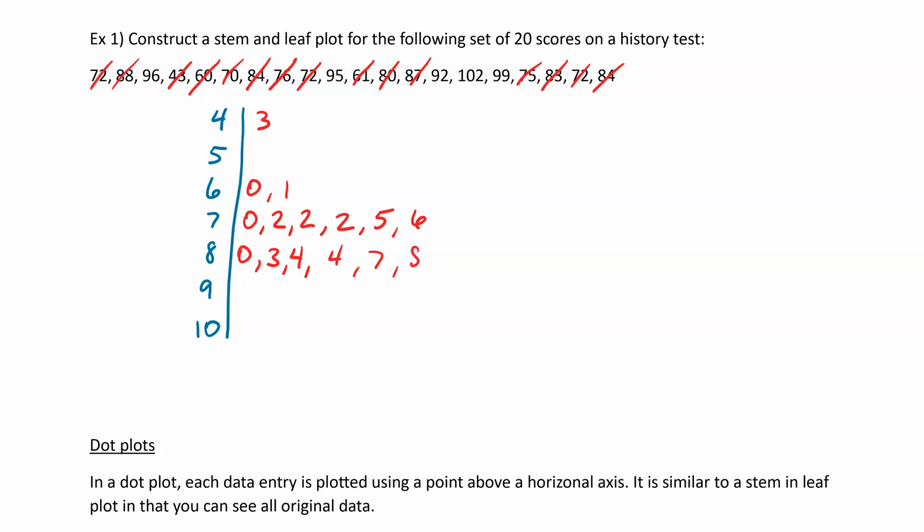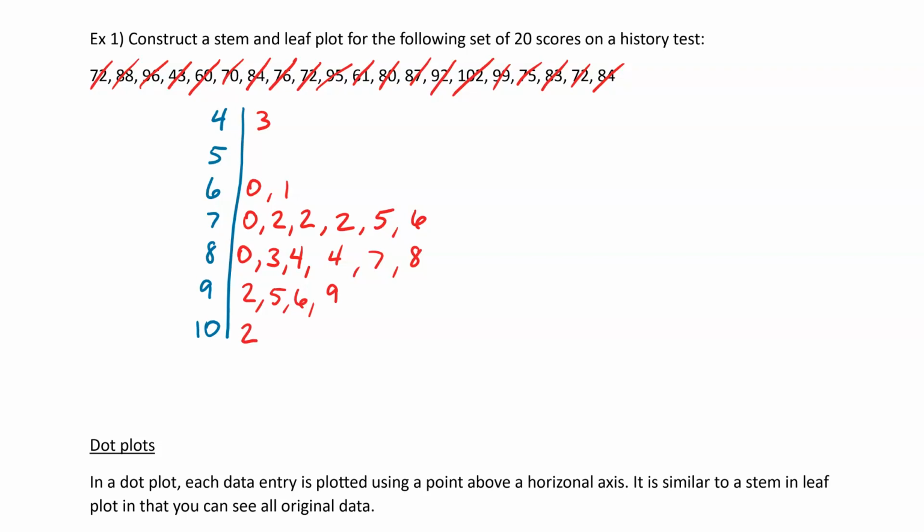And then an 88. That's it for the 80s, so now moving on to the 90s. So we have a 92, a 95, a 96, a 99. And then for 10, remember that's the 100s. So the only one we got there is a 102.